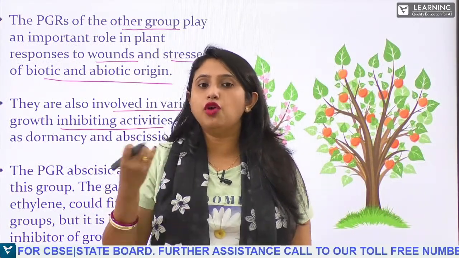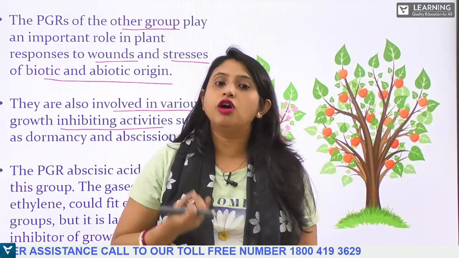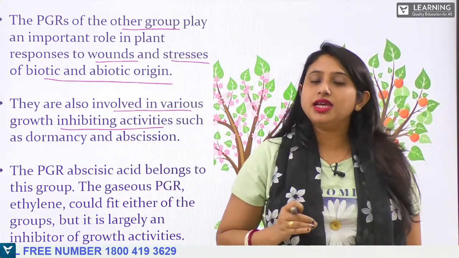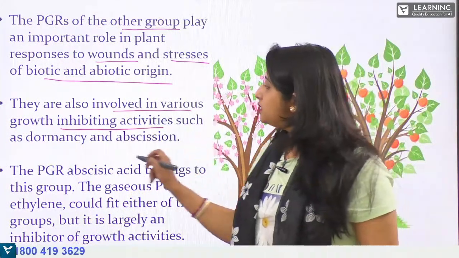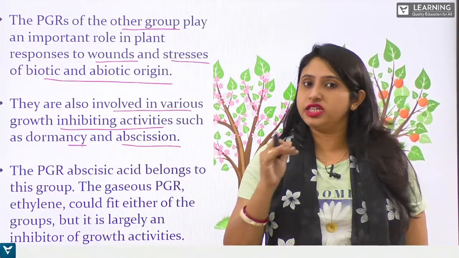You have seen that the falling of fruits and the falling of leaves are because of one hormone, that is abscisic acid. So abscisic acid is an inhibitor, involved in processes such as dormancy and abscission. Abscission means cessation.